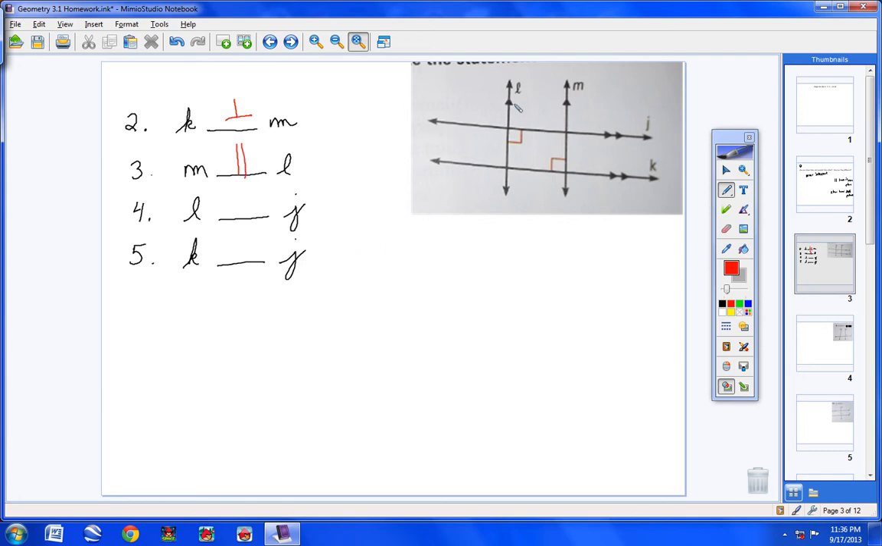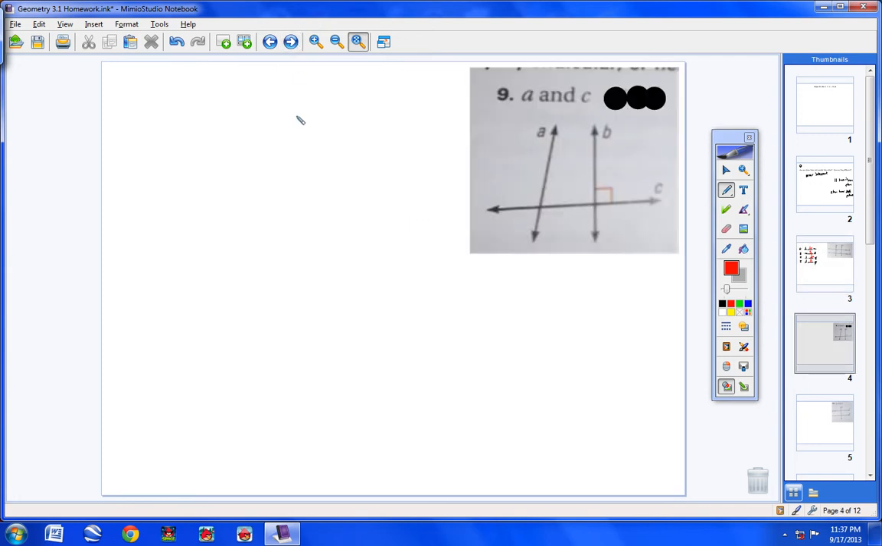L and J. Here's L. There's J. They look perpendicular to me. And then K and J. Here's K. Here's J. And obviously, they look good and parallel to me. So K is parallel to J. K is perpendicular to M. M is parallel to L. L is perpendicular to J. K is parallel to J.